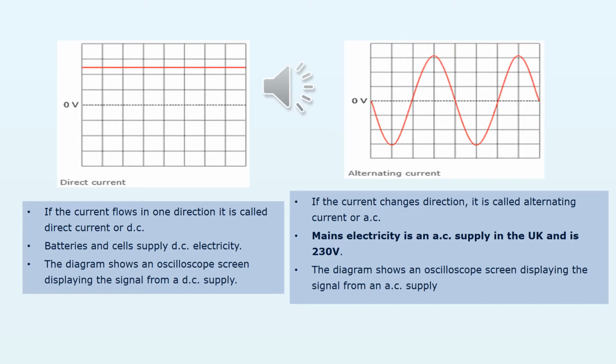So what I want you to do, I want you to write down in your books that DC is direct current and AC is alternating current. And then I just want you to add that the AC current in the UK is 230 volts. So on the screen, you've got oscilloscopes showing both types of current.